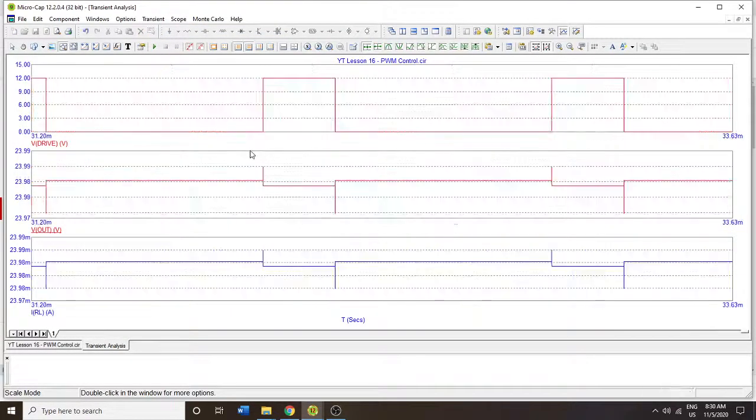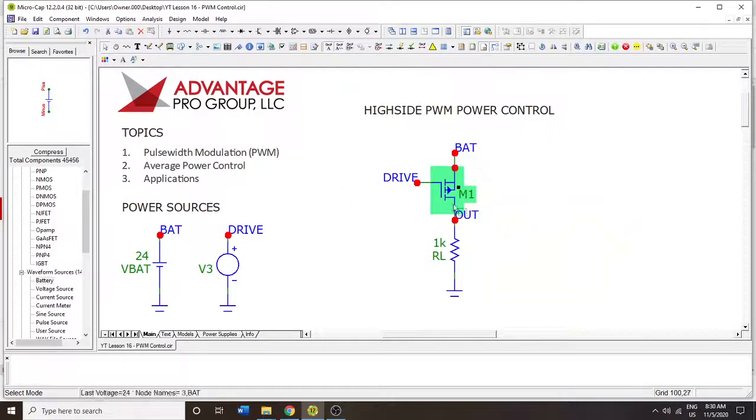Okay, so as you can see, there's some kind of weird effects that occur. It attempts to go low, but it can't, and so it goes back up. If you notice, the scale is basically from 23.97 to 23.99 volts. So this is 24 volts. It's at 24 volts, and it's at 24 milliamps the entire time. So we might as well not have that MOSFET there. We might as well just have a straight line.